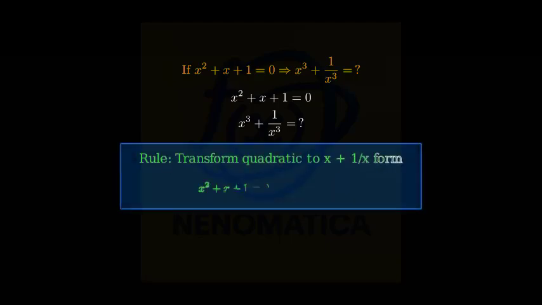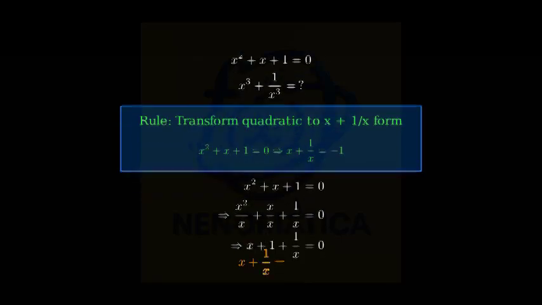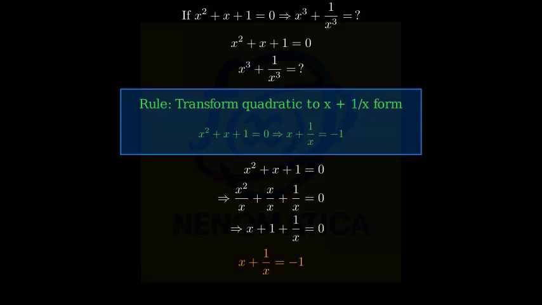Here's our approach. We'll first rewrite the quadratic equation to isolate x plus 1 over x. Let's divide the original equation by x. This gives us x plus 1 plus 1 over x equals 0. Rearranging, we get x plus 1 over x equals negative 1. Now, let's use a known algebraic identity to find x cubed plus 1 over x cubed.